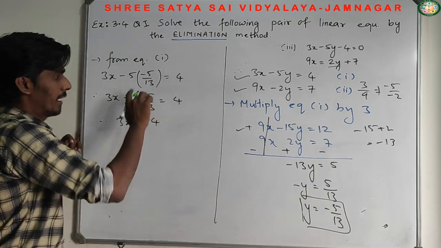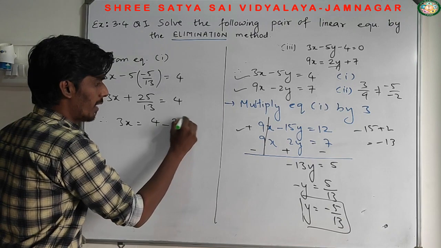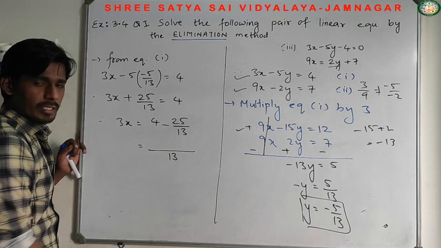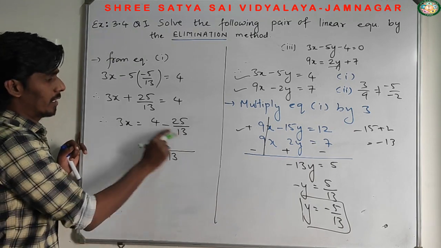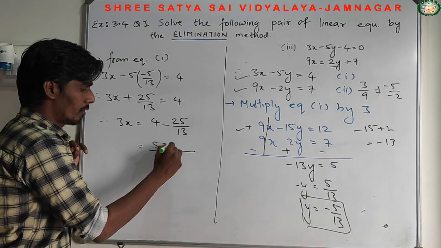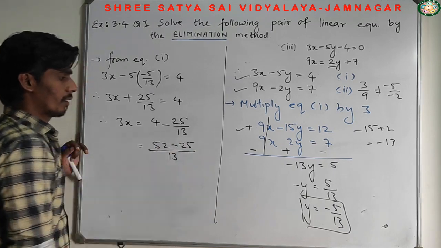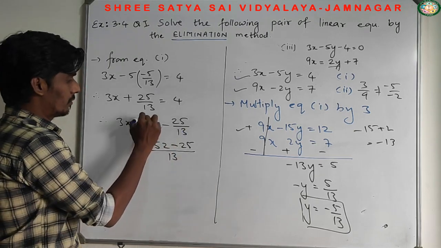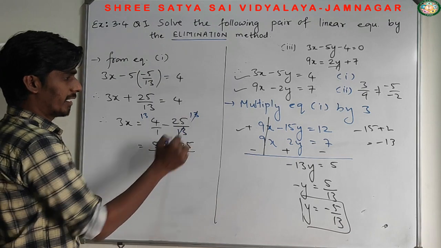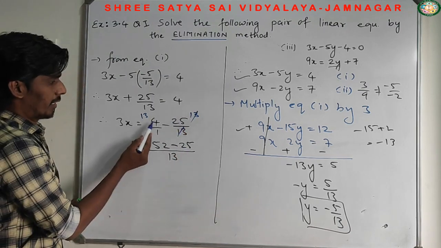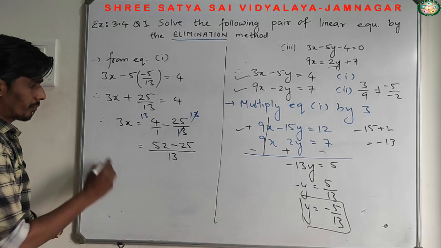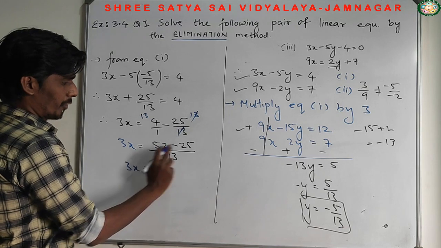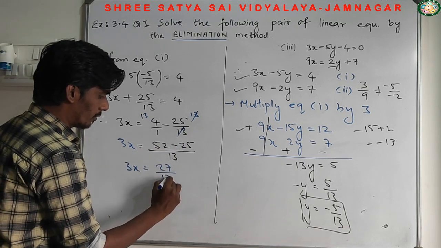3x equals 4. If I take this fraction over this side, minus 25 upon 13. 13 4s are 13 into 4 is 52. 52 minus 25. जैसे हम नॉर्मली करते हैं ना, जो भी एलसीएम आएगा, multiply both the fraction. Here 13 get cancelled, 25 as it is, 13 4s are 52. So 3x equals to 52 minus 25, it's 27 upon 13.